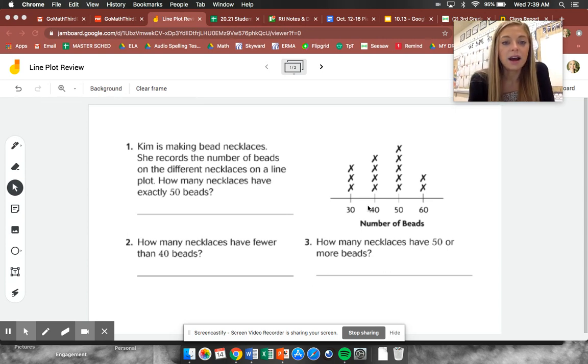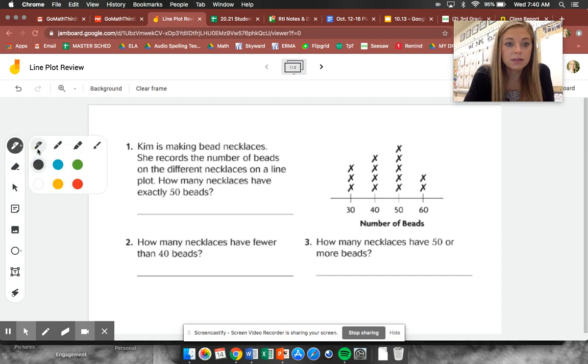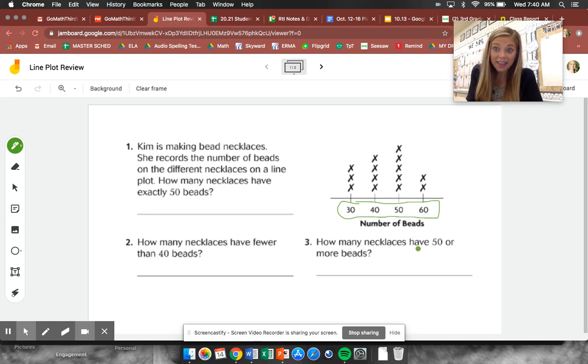So number 1, the question here says, Kim is making bead necklaces. She records the number of beads on different necklaces on a line plot. How many necklaces have exactly 50 beads? So it's really important here that we know what these numbers stand for. And the way that we can figure that out is by looking at the title here, number of beads. So these are the numbers of beads: 30 beads, 40 beads, 50 beads, and 60 beads.